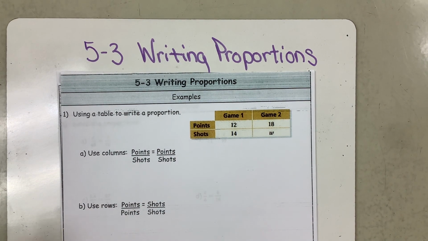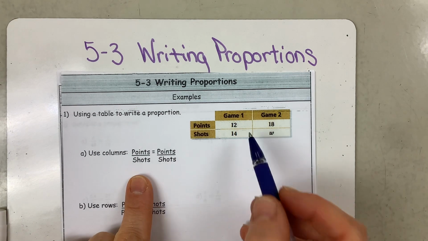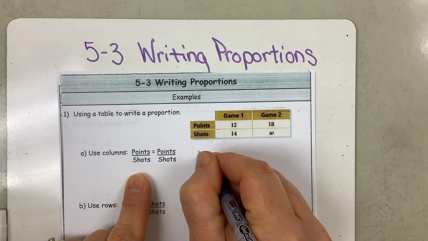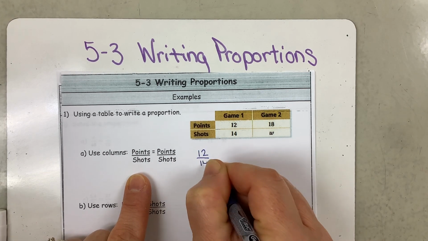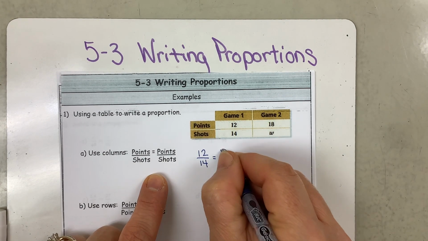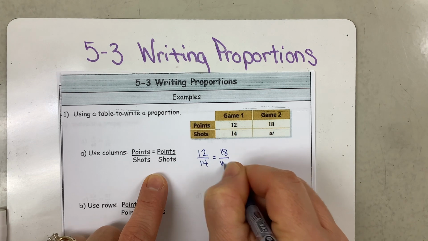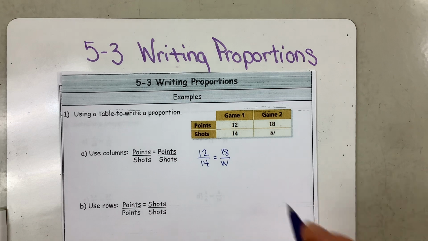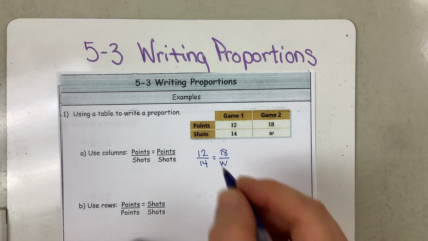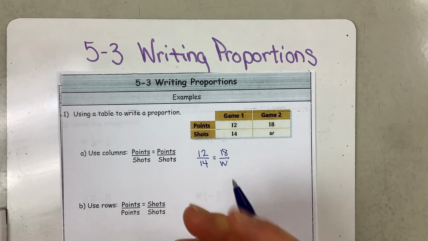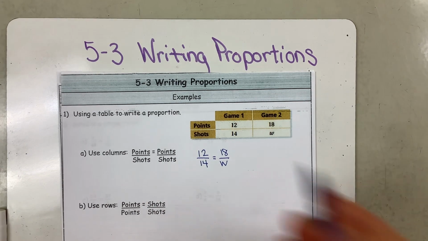There are many different ways that you can set up proportions. We could set up points to shots. So in this first one, game 1, I have 12 points to 14 shots. In game 2, I have 18 points to W shots, meaning I don't know the answer to that one. I can, 12 times what gives me 18? Well, it doesn't happen. It would be a decimal or fraction.